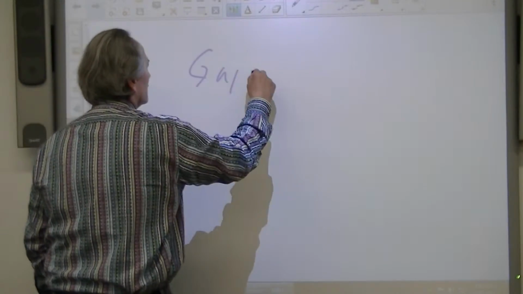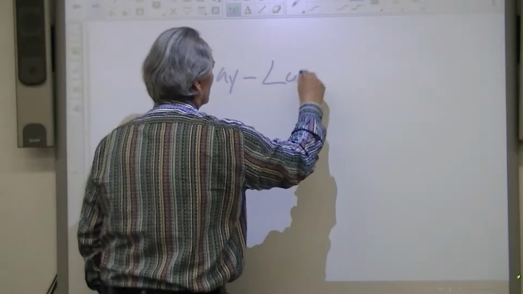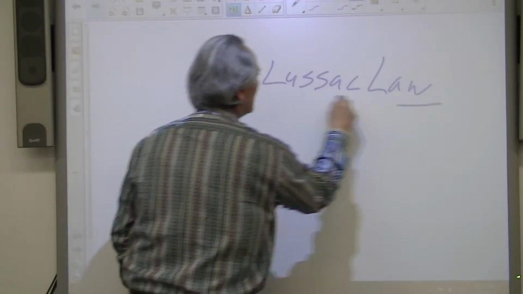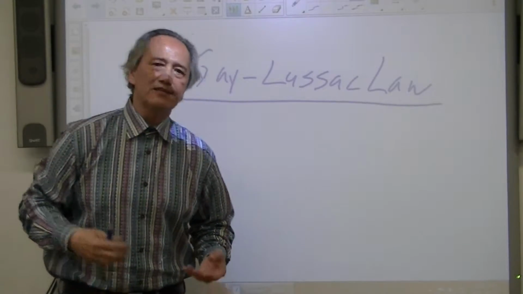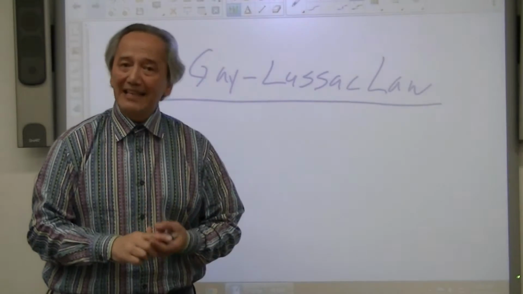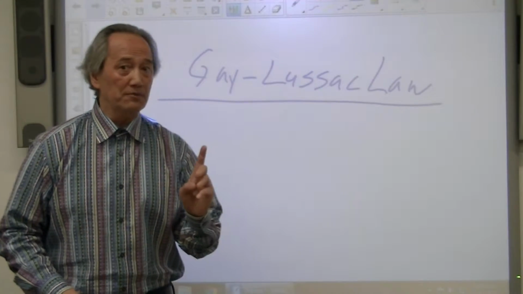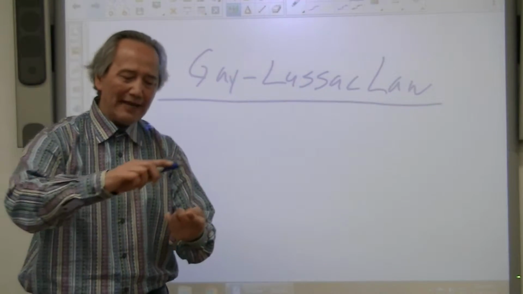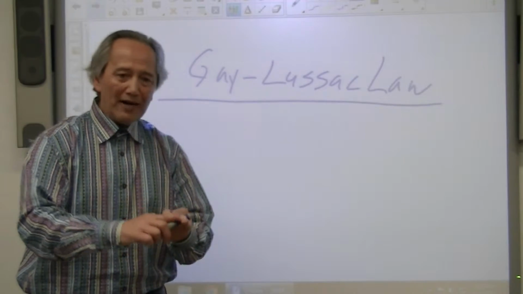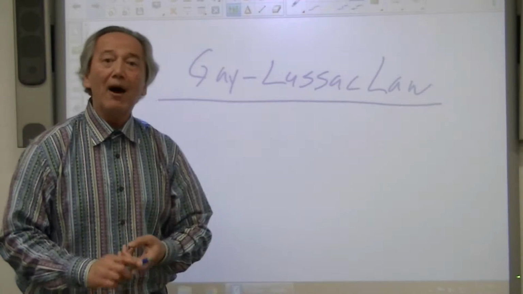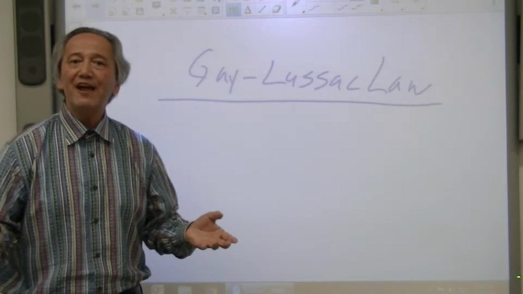We're going to do the third law, and the third law is Gay-Lussac. This is the third gas law, the Gay-Lussac law. What does the Gay-Lussac law state? For a given amount of gas held at constant volume, this is a little different from Charles, the quotient of pressure divided by temperature in Kelvin is equal to a constant.